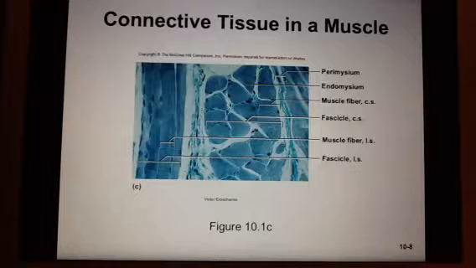So here is a microscopic view of those connective tissue layers. Again, it's kind of hard to get your bearings here, but it labels what a fascicle is and then what a muscle fiber is. And so you can see each layer of connective tissue. Notice in this there are longitudinal sections and cross sections, so be careful.